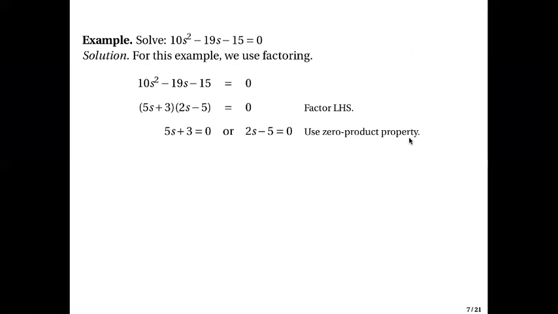And then finally, we solve for s. So you put 3 on the right hand side, that's minus 3. You divide everything by 5, you will have this. So negative 3 over 5. In here, you put 5 on the other side, that's plus 5. Divide everything by 2 so that your s equals 5 over 2. So these are the two solutions for this equation.